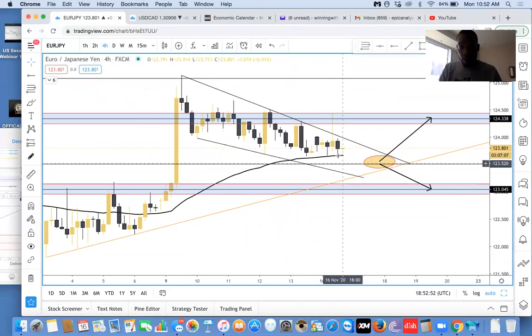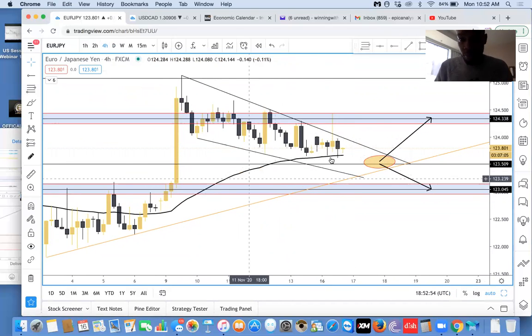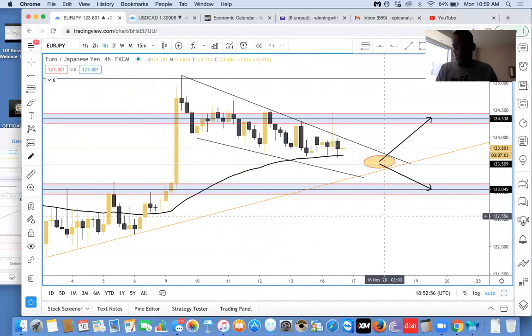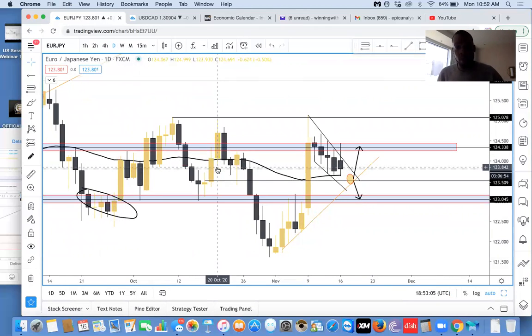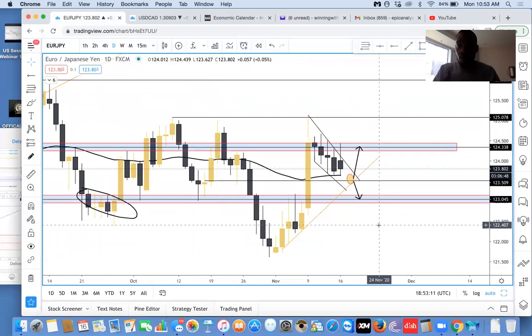All right, and right now we're also at the 50 EMA. So breaking below 123.5 would invalidate. I wouldn't even say necessarily invalidate. I would just sit on my hands and wait until the market gives me more confirmation that wherever it's trying to go is an actual trend.